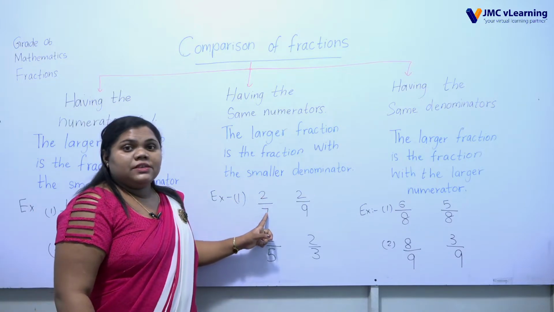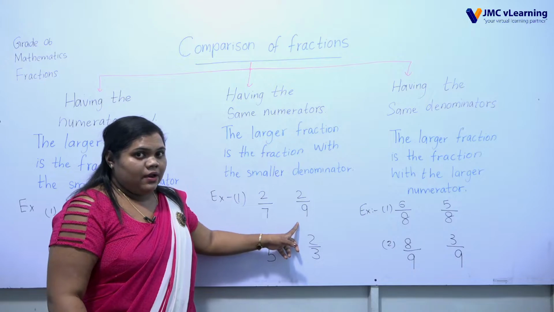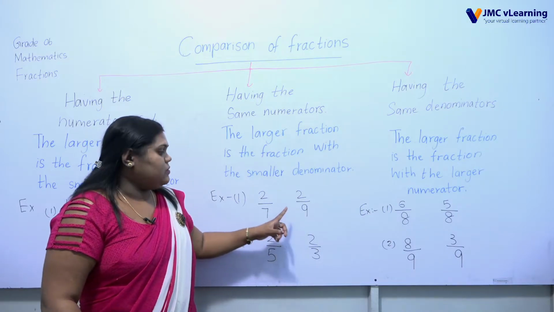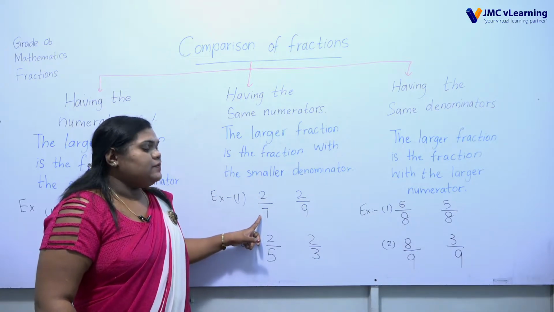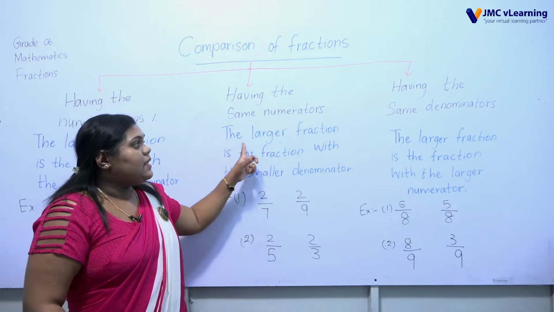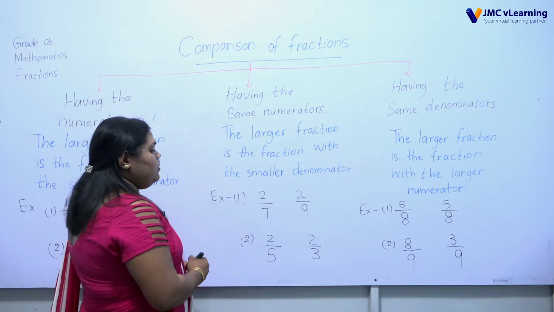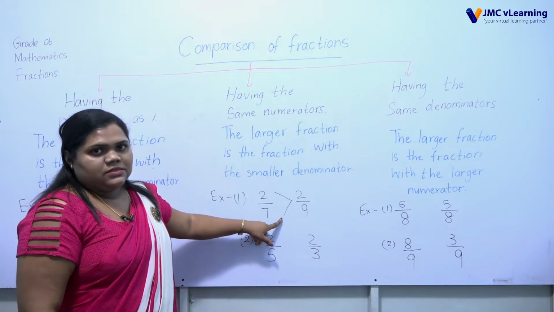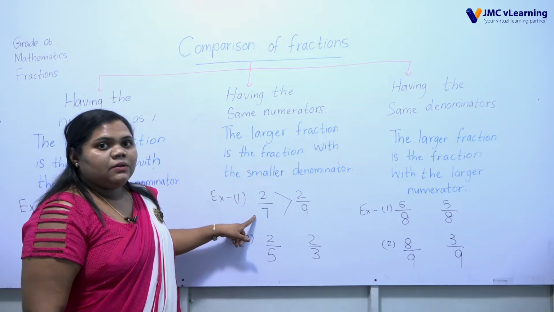So 2 out of 7 and 2 out of 9. 7 and 9 are the denominators. So 7 is the smaller one. So 2 out of 7 is the larger fraction. Why? Because the larger fraction is the fraction with the smaller denominator. So we can draw this symbol. It means the opposite side must show the bigger one.